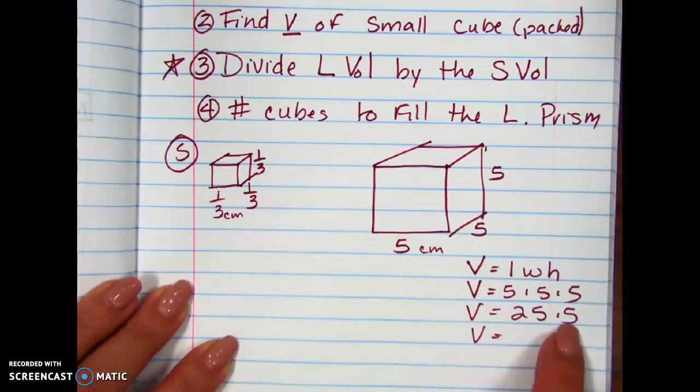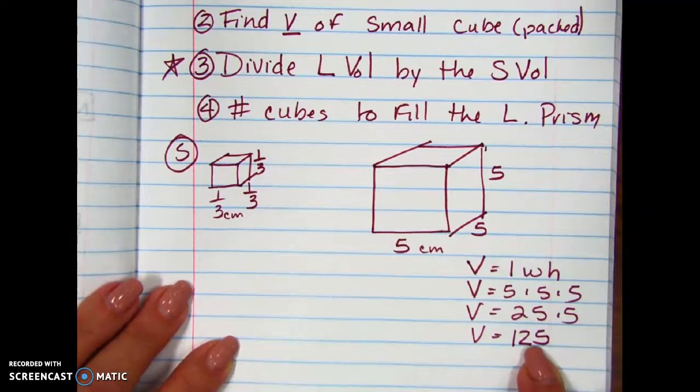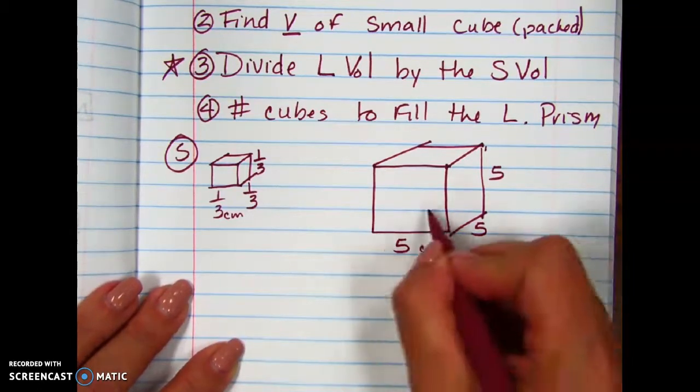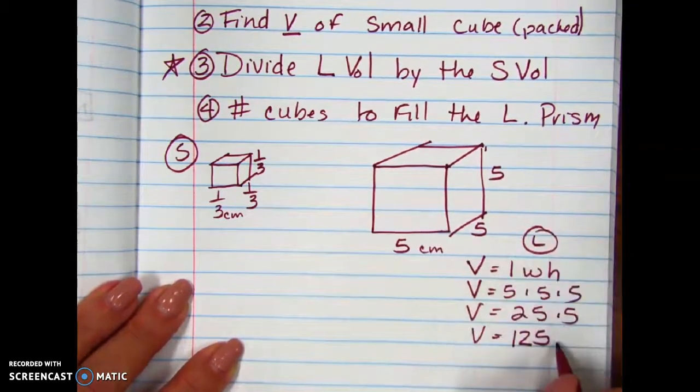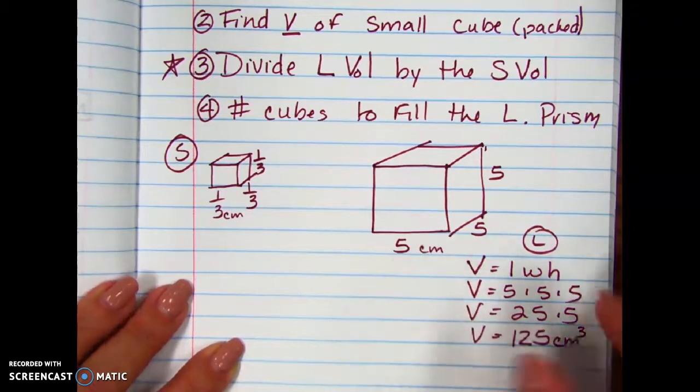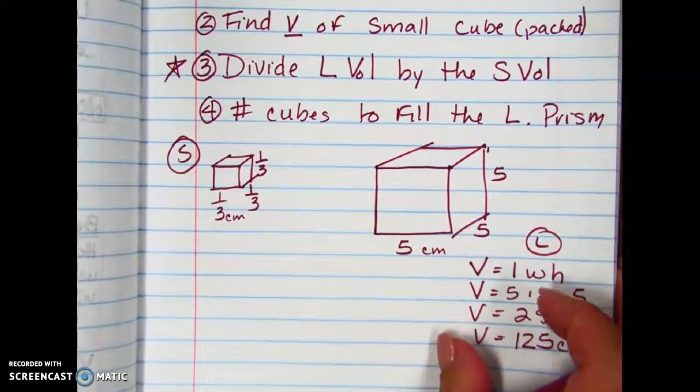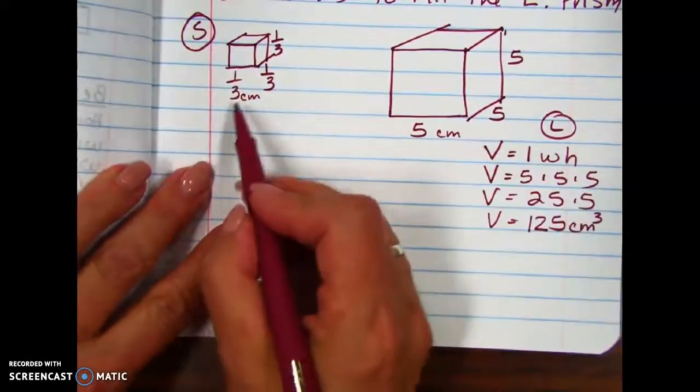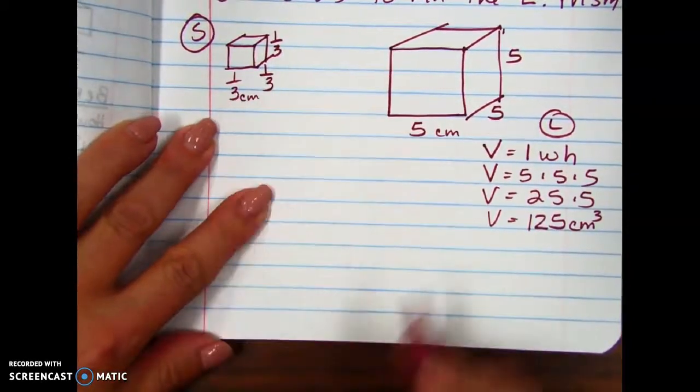Now I think, if I had 5 quarters, how much would I have? I'd have $1.25 or 125 cents. Okay, so there's my volume of my large prism. That is my centimeters cubed. So that means if I had 1-inch cubes, I would have 125 1-inch cubes to fill that, but I don't. I have cubes that are 1/3 by 1/3 by 1/3.